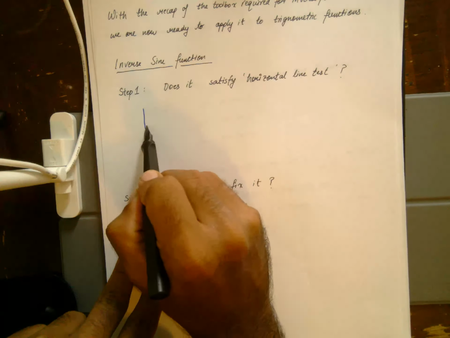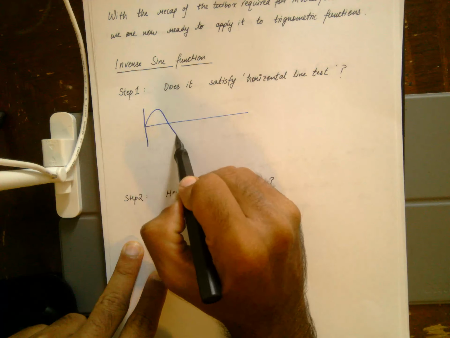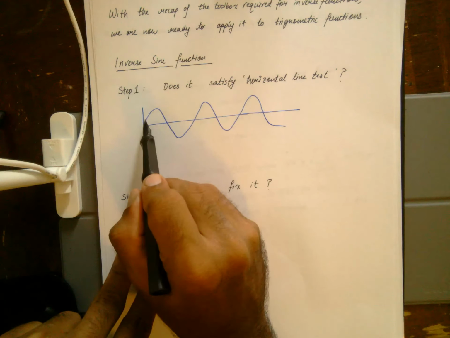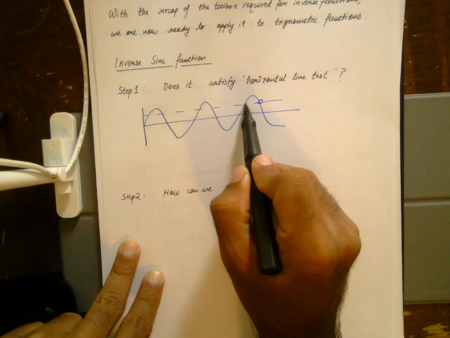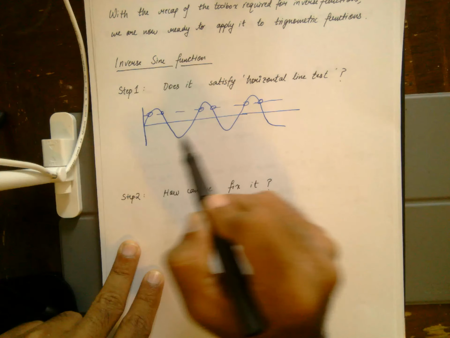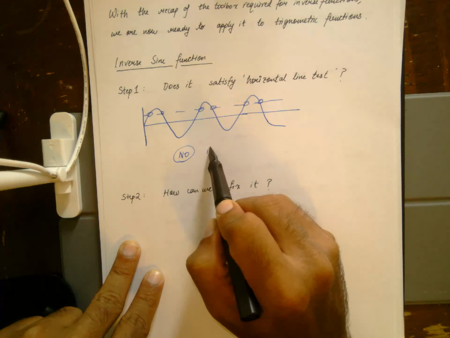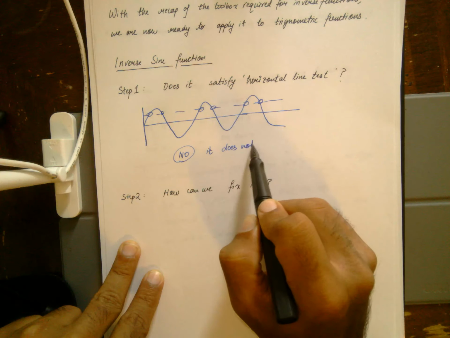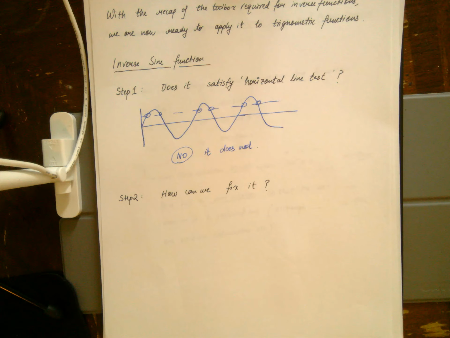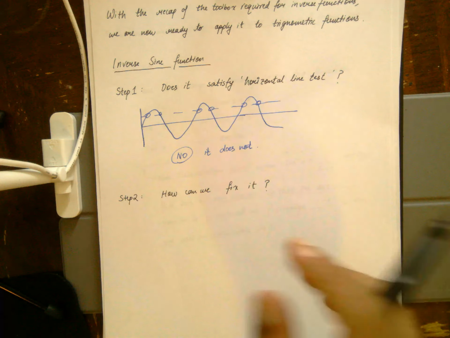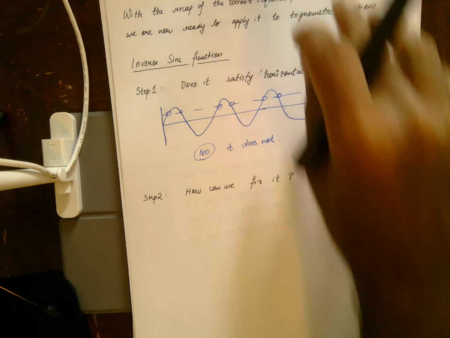Now recall that the graph of sine is periodic and looks like that. So it's pretty obvious that if I draw a horizontal line, there are infinitely many points. So the answer is no, it does not. Well, that could be the end of the story. However, we do want an inverse trig function to exist because as we'll find out, it's very helpful. So we're going to fix it.